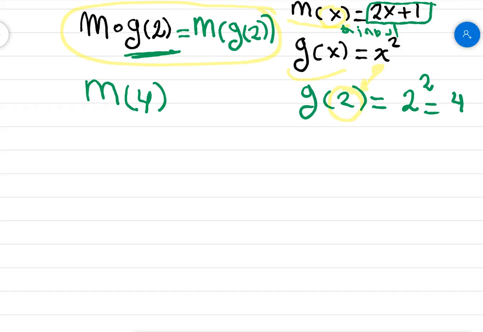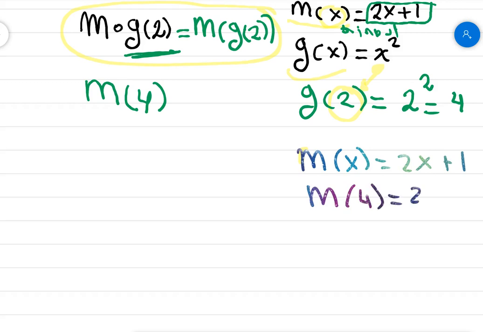m of 4, I need to substitute. Remember my m of x? m of x is 2x plus 1. So my m of 4 is 2 times 4 plus 1, 8 plus 1, 9. So my answer is 9.